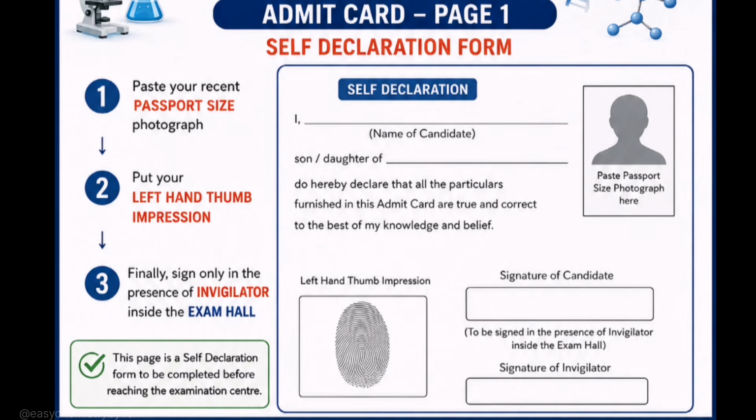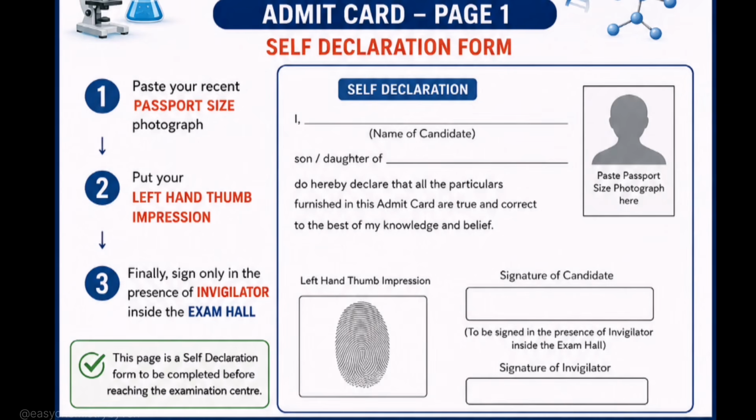If you are appearing for the CSIR NET examination, don't miss this video because it can save you from last minute confusion at the exam center. In this video, I will explain all 3 pages of the admit card, including how to fill the self-declaration form, what documents you must carry, which items are strictly prohibited, what the third page means for candidates without an Aadhaar card, and finally a complete exam day checklist. Watch this video till the end so that you can attend your CSIR NET exam with confidence. So let's get started.